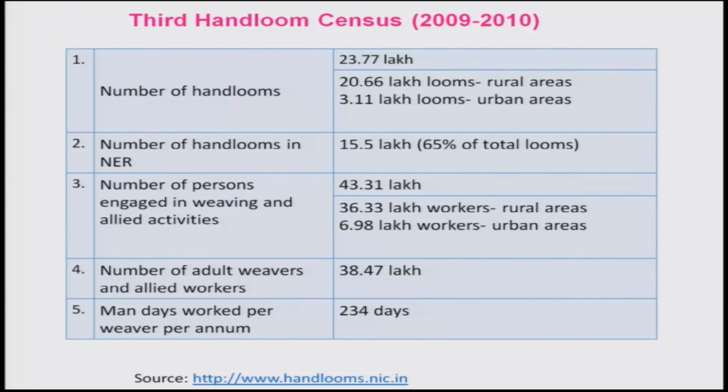And the number of adult weavers and allied workers is something like 38.47 lakh, and these people get very good man days per year, which is 234 days out of 365 that they could be employed. It is a great number, and they are self employed, they are not depending on others for getting a salary, and they also do the work from their heart, unlike the workers, and then they get benefit out of it and get a very good life.